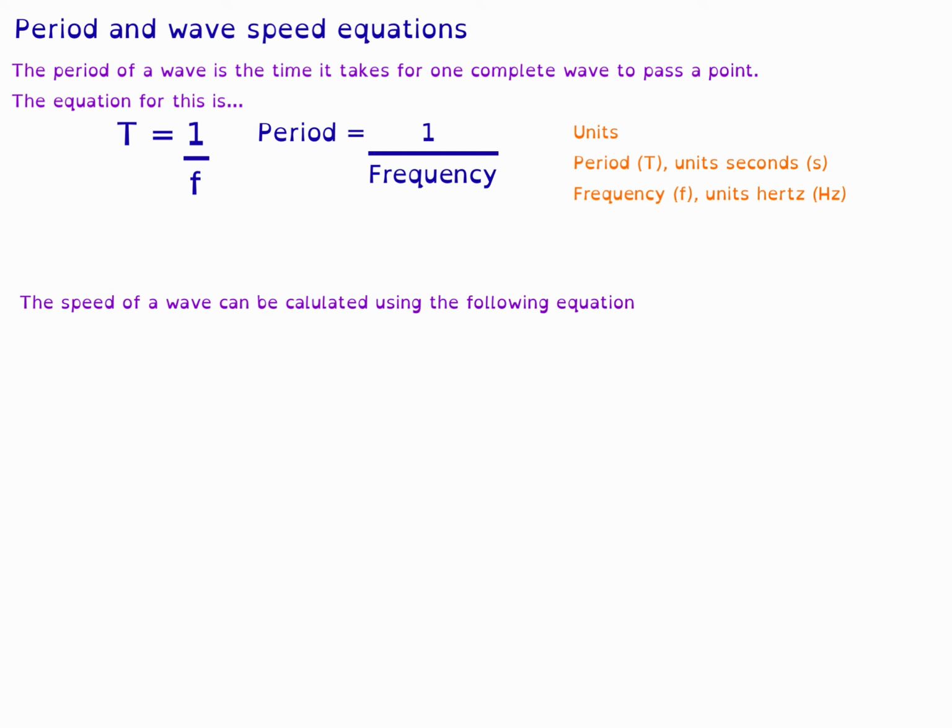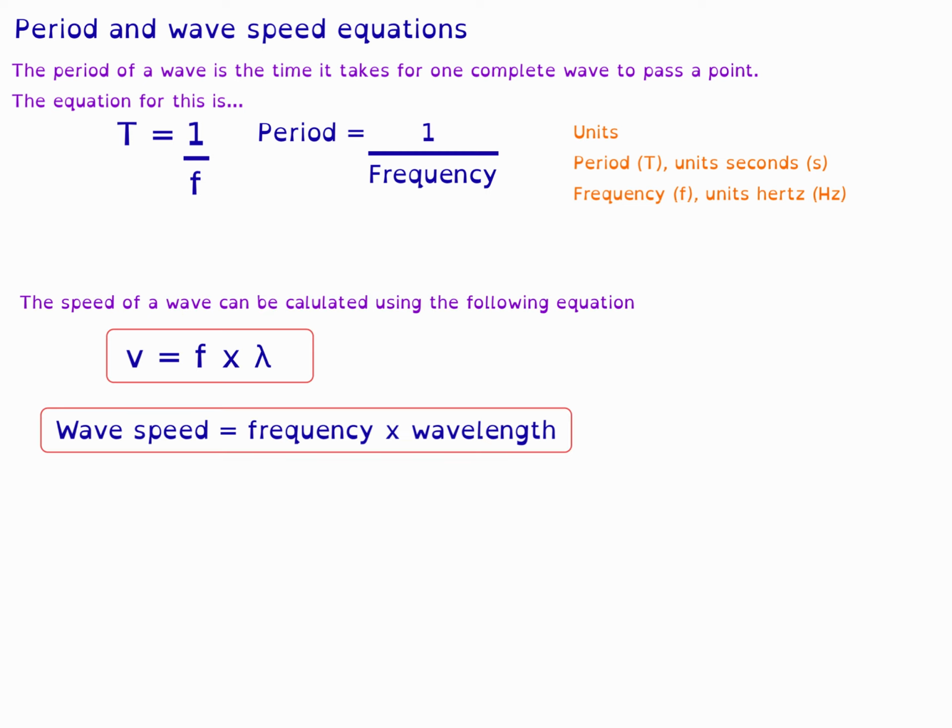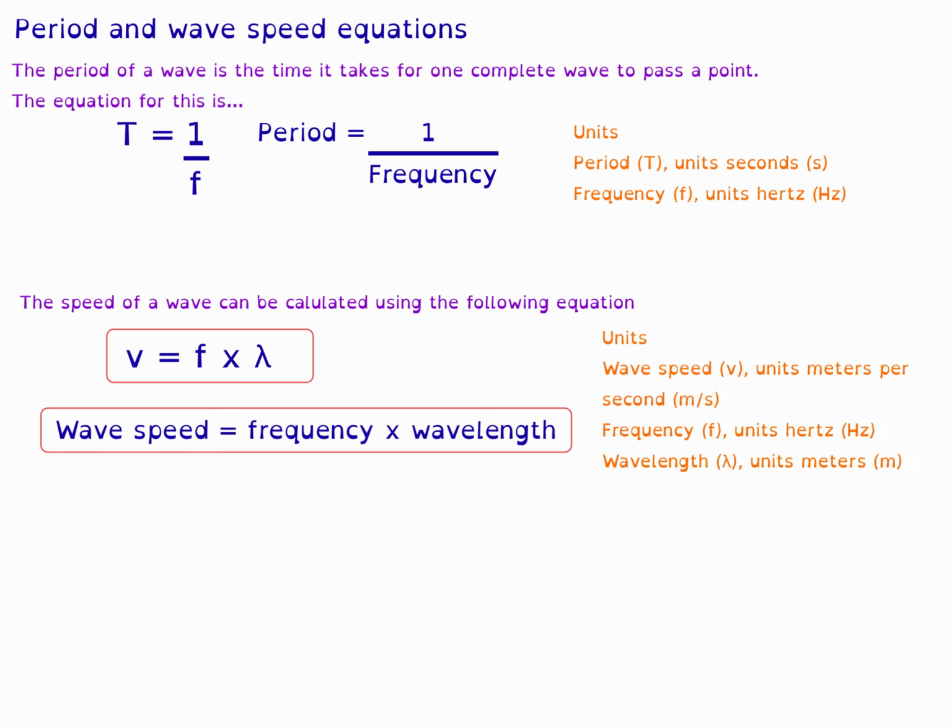The speed of a wave can be calculated using the following equation. v equals f lambda, or wave speed equals the frequency multiplied by the wavelength. The units are wave speed, little v, is in metres per second. Frequency, f, its units are the hertz. And wavelength, lambda, its units are metres.